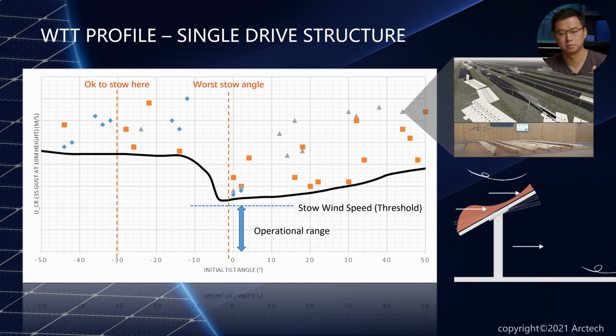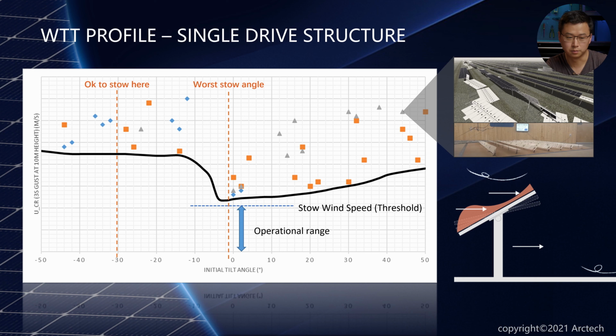0 degrees would be horizontal. Yes, 0 degrees will be horizontal. Minus will be nose down towards the wing, so maybe we can call this nose up. Okay, 40 degrees nose up. Correct. Yes, and then we increase the wind speed in the wind tunnel. Once the wind speed reaches this point, the tracker deflects so heavily that it can be damaged.